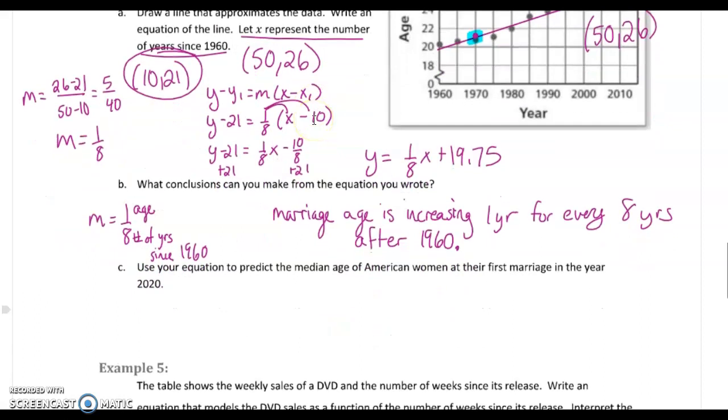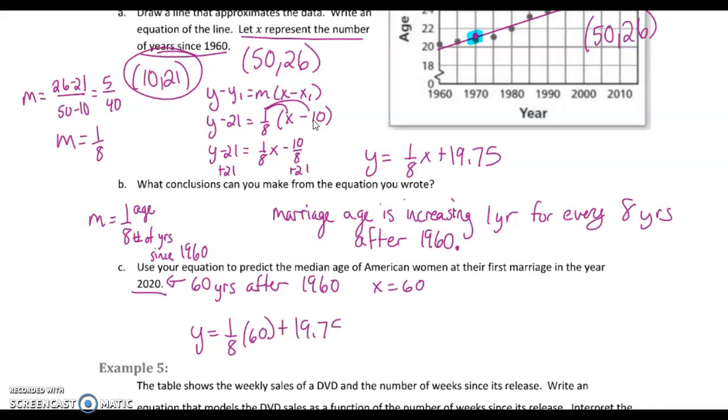So use your equation to predict the median age of American women at their first marriage in the year 2020. Well, first of all, 2020 is 60 years after 1960. So x is 60. So we're going to then plug in 1/8 times 60 plus 19.75. All right, so we're going to do 1/8 times 60 plus 19.75, and I got 27.25. So that's going to be approximately just over 27 years old is the median age for women marrying if this pattern holds true in 2020.